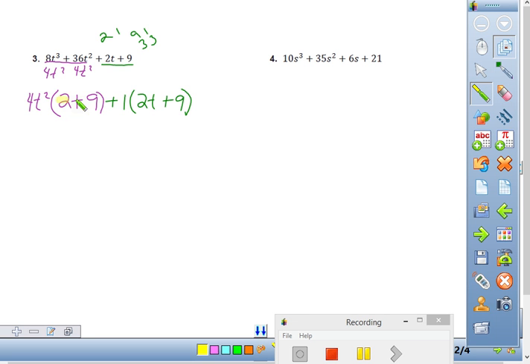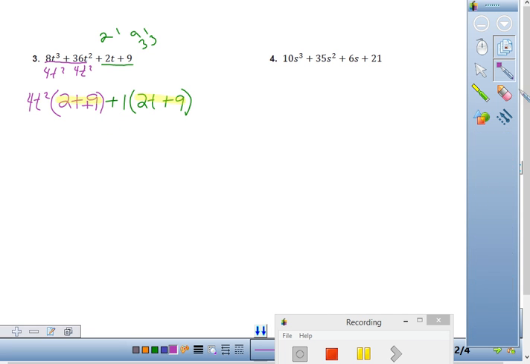Double check. Are these pieces the same? And I'm noticing I'm missing a plus 9 in there. So now my two chunks are exactly the same.